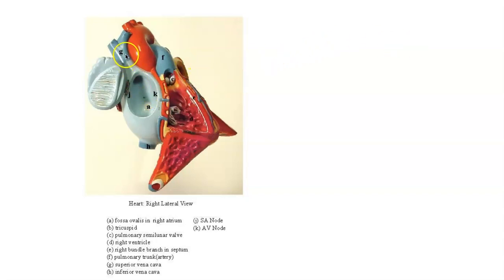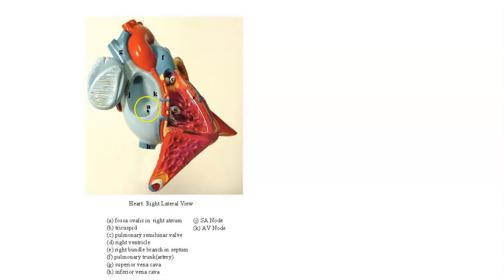So we're going to start from here and work our way down and look at different pictures. G is the superior vena cava. You then come into the right atrium. Here you have the SA node, part of the conduction system. There's a little circle right there. Here is the AV node. Again, you'll see another little circle.